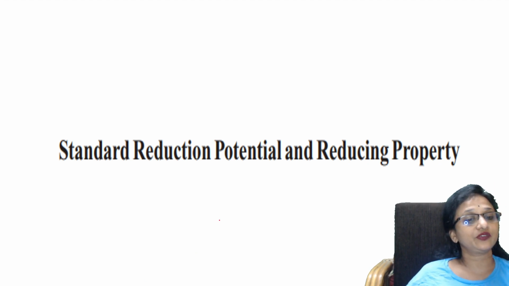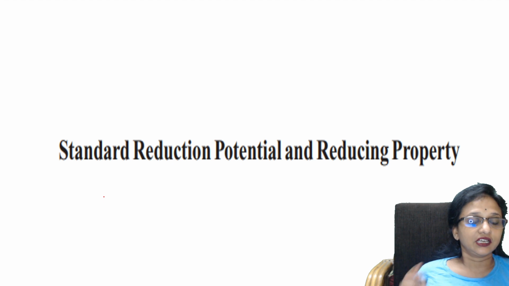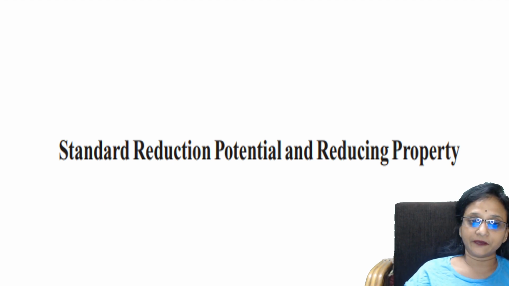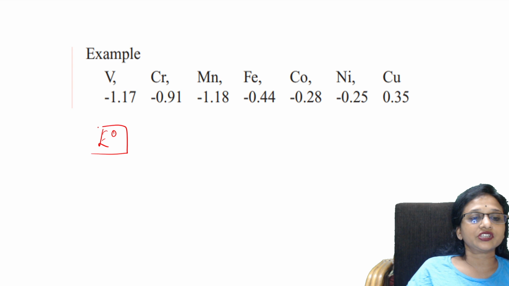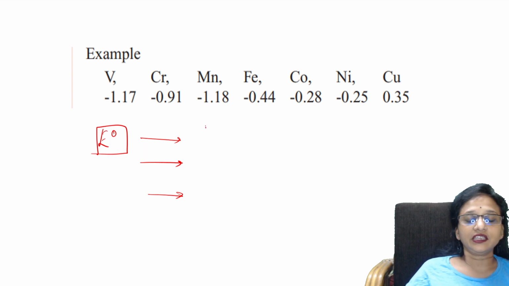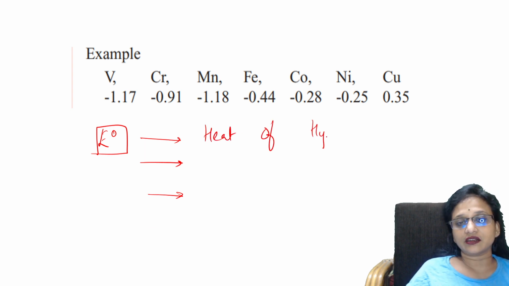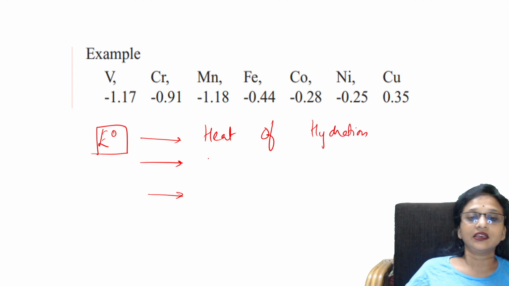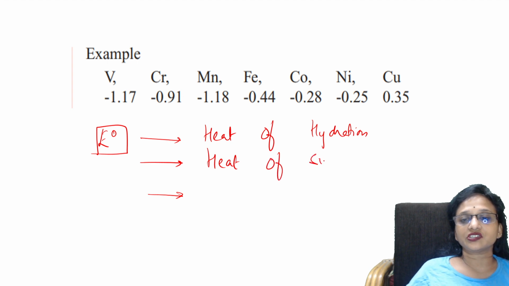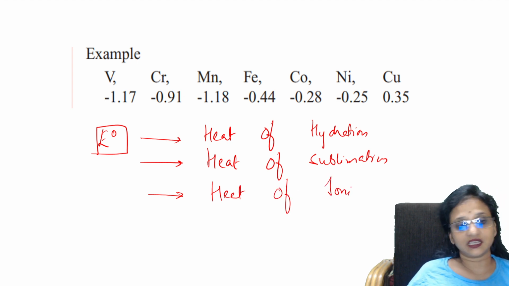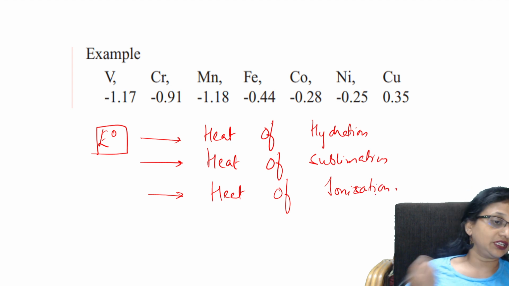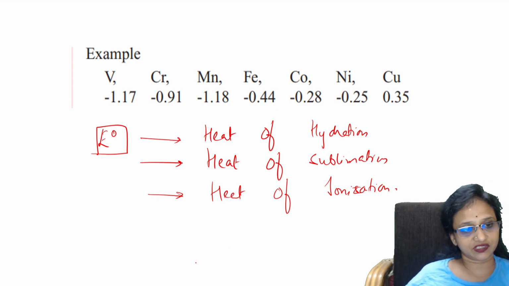Standard reduction potentials and reducing property. Very important concept. We are going to do these questions also now. Check carefully. Whenever somebody talks about E naught, electrode potential values, you will write your answer based on, first, heat of hydration. Remember this. Second, electrode potential depends upon heat of sublimation. Third, it depends upon heat of ionization. So you are going to talk in terms of these only. Now let us solve some questions and say which is oxidizing, which is reducing and everything.